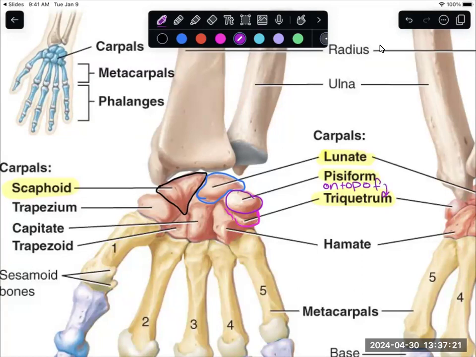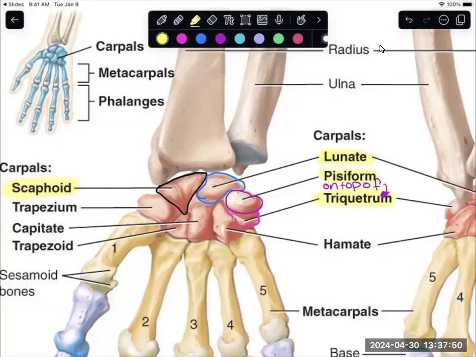So that pisiform, if you're looking at it from the palm of your hand, is on that thumb side, that first row. You can usually feel that pisiform pretty close to that crease in your wrist. It sticks up. It's that bone that kind of sticks up. It sits on top of the triquetrum.